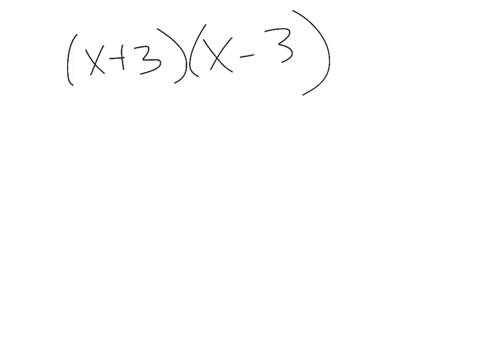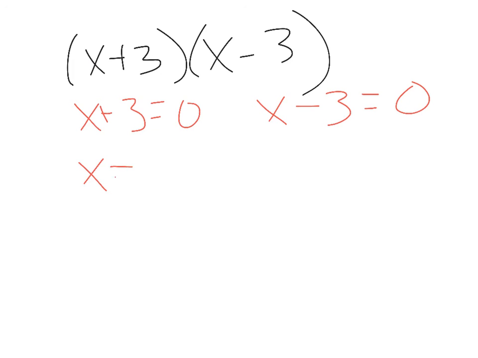Remember, our common denominator was x plus 3 times x minus 3. Well, our denominator can never be equal to 0 because division by 0 is undefined. So if I set both of my factors in the common denominator equal to 0 and solve, those are my excluded values. So x plus 3 equals 0, x equals negative 3, and x minus 3 equals 0, x equals 3. Now remember, those are excluded values, so that means that x cannot equal them.